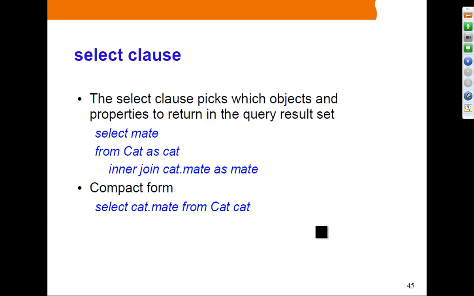All right, select. The select clause picks which objects and properties to return in the query result set. You can see this HQL is somewhat similar to SQL, except that the entities we are using are Java classes. So select mate from Cat as cat inner join, and this is a compact form.